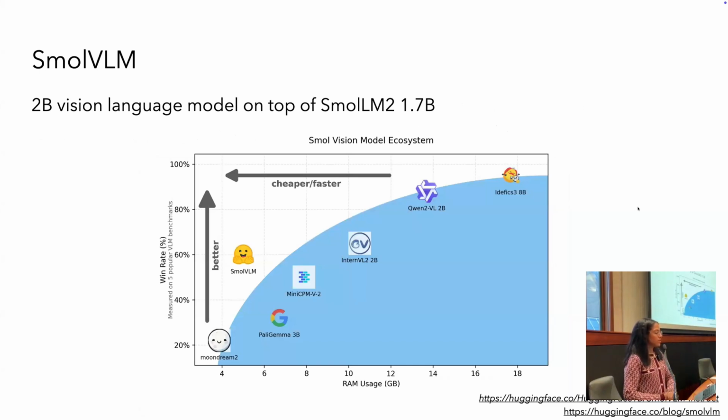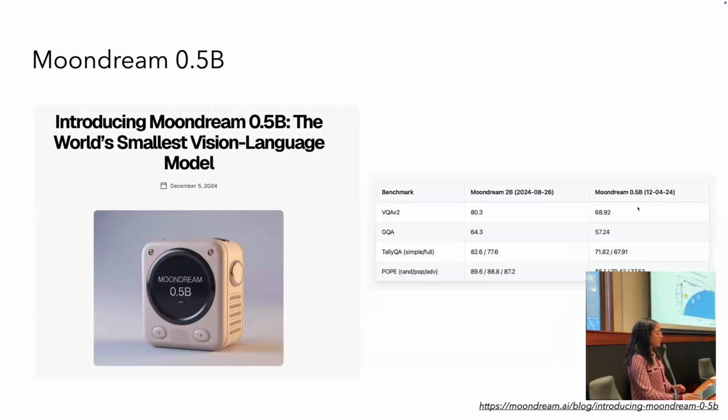Also, there are really interesting small models for text, but also for vision. For example, here you can see Smol VLM, which is a 2B model that's really efficient. It doesn't consume a lot of RAM, and it also has good performance. There's also Moondream 0.5B, which was released recently. It's the smallest vision language model. And as you can see, there isn't a big trade-off compared to Moondream 2B.